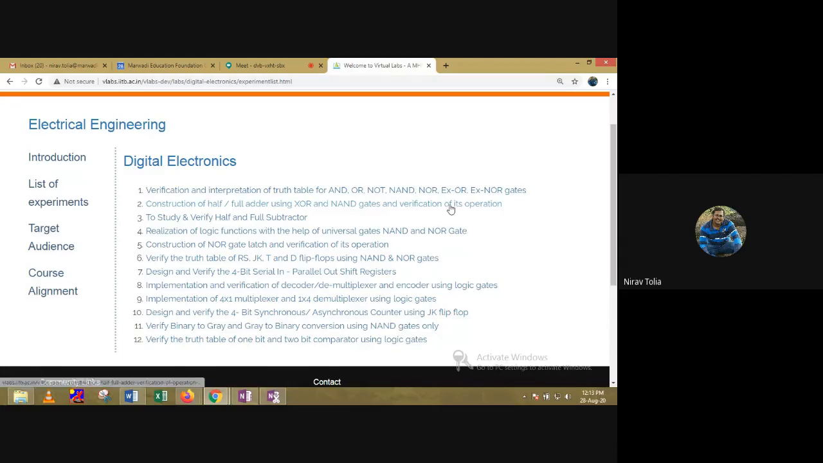The experiment number 2 is the half adder and full adder, so again it is a combinational circuit. Experiment number 3 is again half subtractor and full subtractor, which is again a combinational circuit. But before that we have to study how a NAND gate and NOR gate work as a universal gate. So we have to study experiment number 4. Click on that experiment number 4.